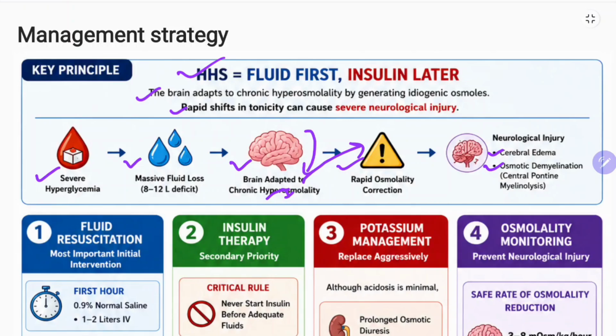That's why fluid first and insulin later. When you decrease the glucose level by giving insulin first, the hyperosmolality, meaning the concentration, will decrease immediately, and that will cause brain edema.